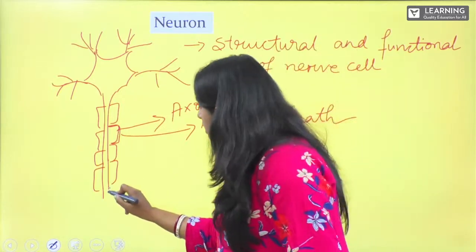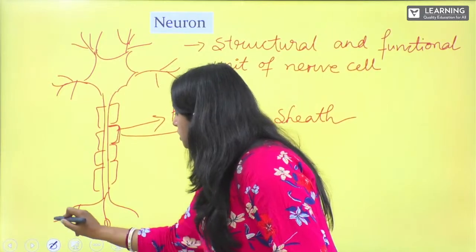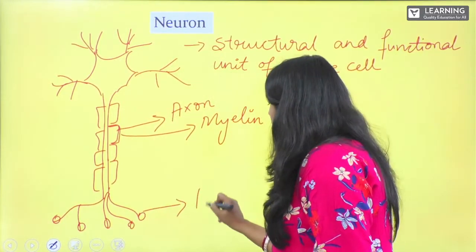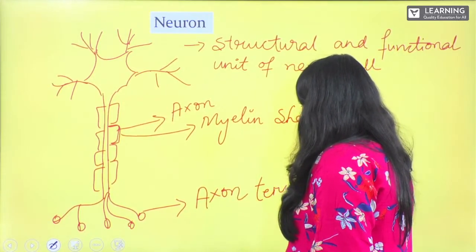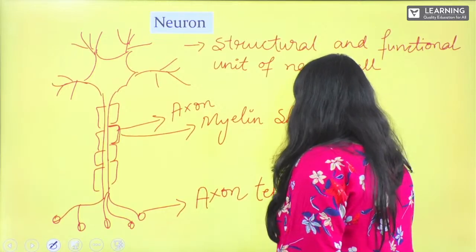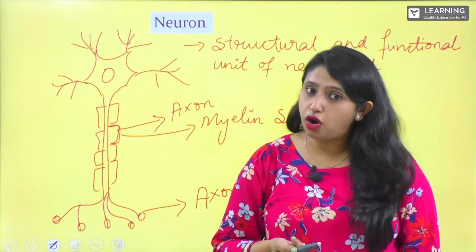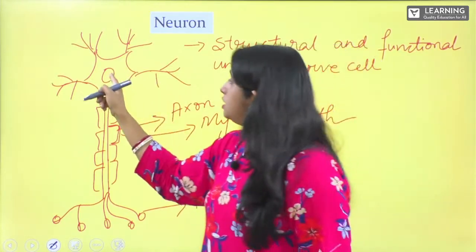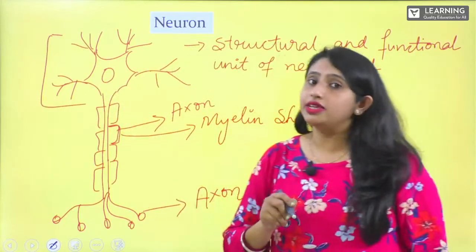Okay, and here what will we get? Here at the bottom are the axon terminals. These are the axon terminals. Okay, and here what will we get? We will get the cell body. This is the nucleus, and this part is known as the cell body.